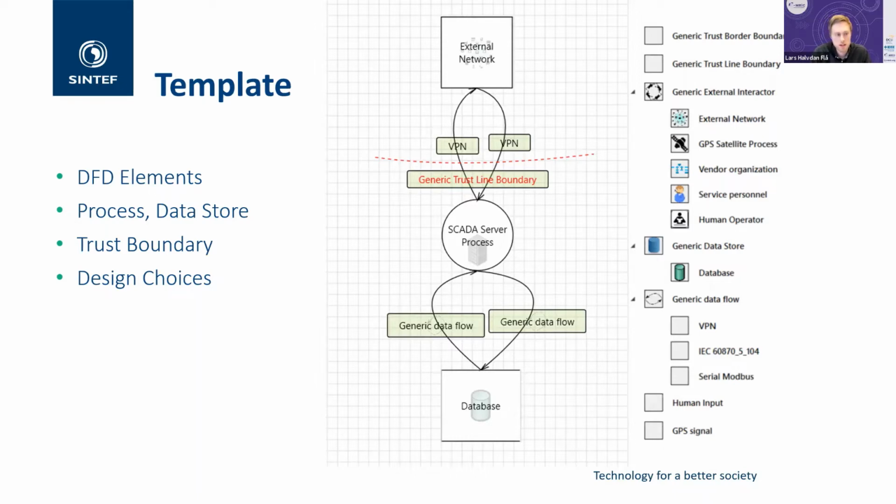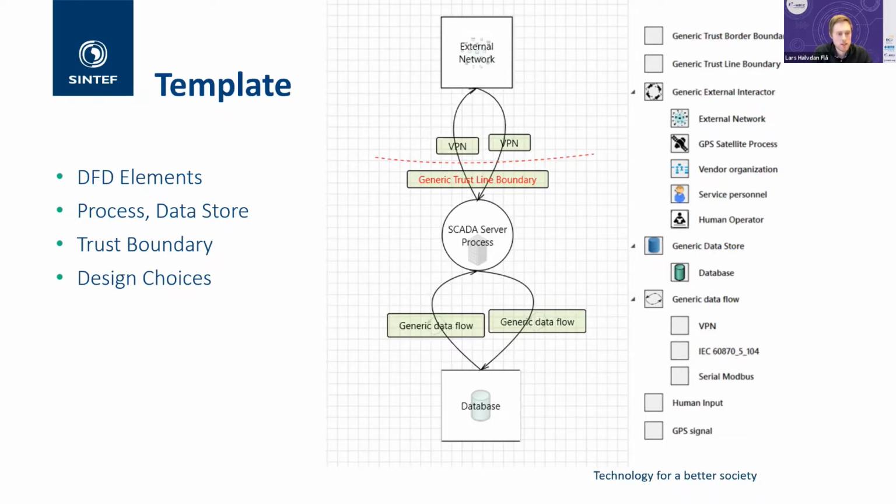So the elements are the classical data flow diagram elements. However, their interpretation varies a bit from the classical software-driven Stride threat modeling method. Especially this is the case for the process element, which normally would be used to describe a software process. However, in our template, we have chosen a higher abstraction level, and here it is used to describe a system of components or systems, essentially.